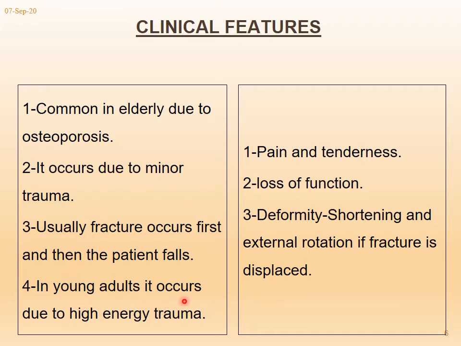In young adults, it occurs due to high energy trauma. We will discuss this. The patient will have pain in the hip area, and when we touch that part it is going to elicit pain. This is known as tenderness. Loss of function occurs because the integrity of the bone is lost, so the hip joint function is impaired, and the patient may not be able to move the hip joint, may not be able to stand up, and there is deformity, shortening and external rotation if the fracture is displaced. If undisplaced, then this deformity, shortening or external rotation may be minimal or unnoticeable.